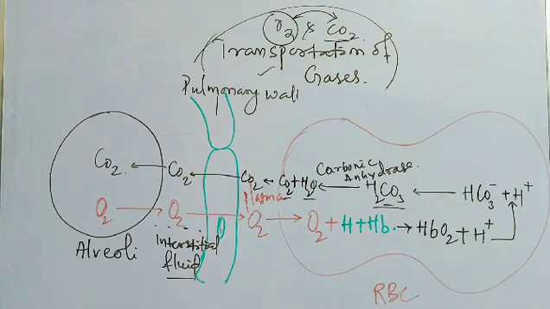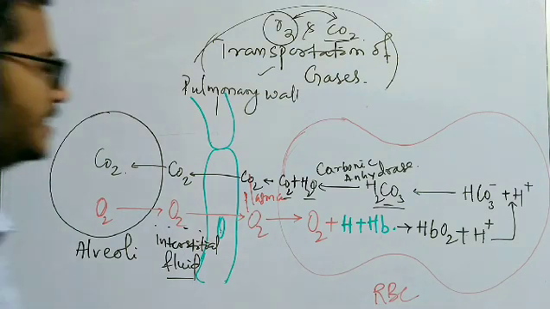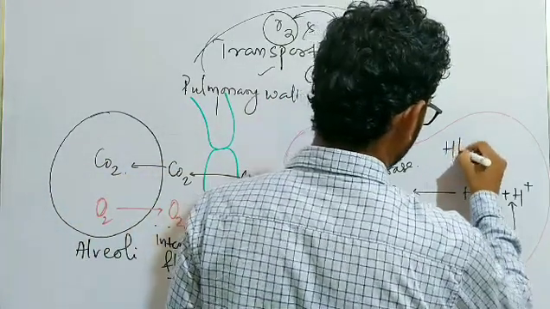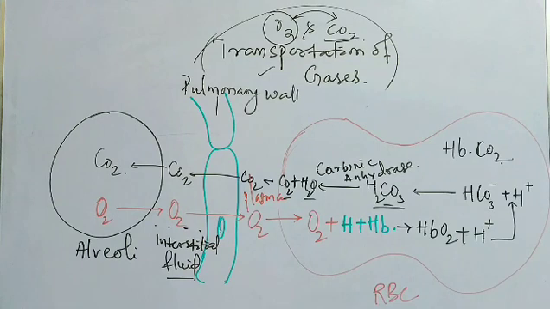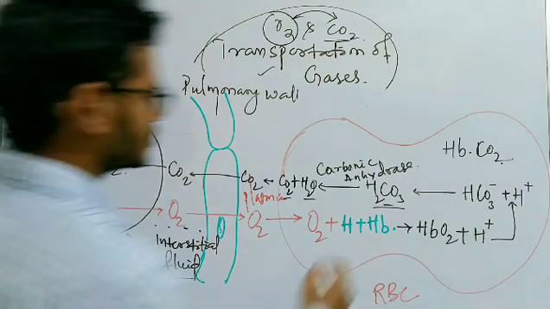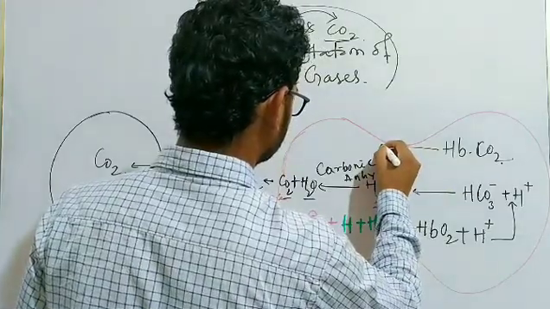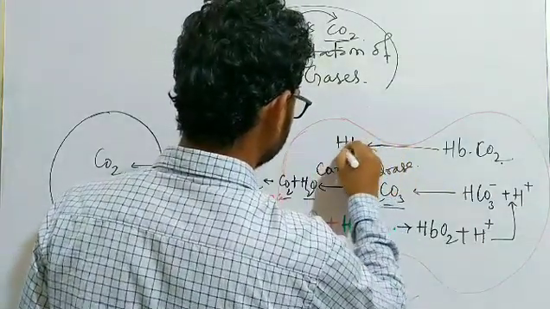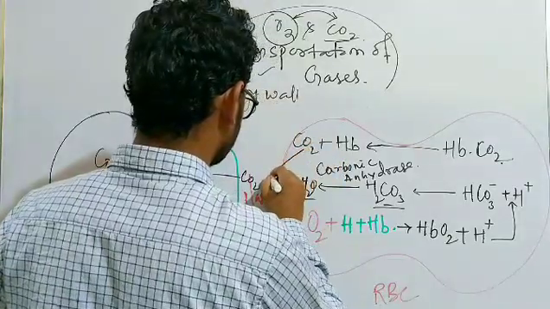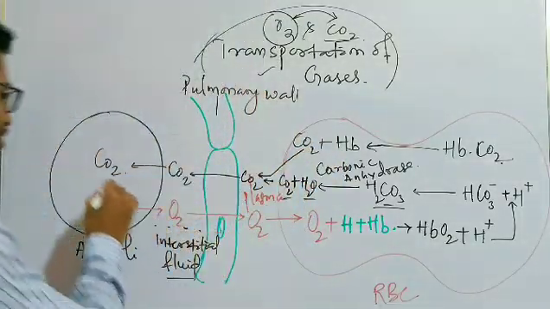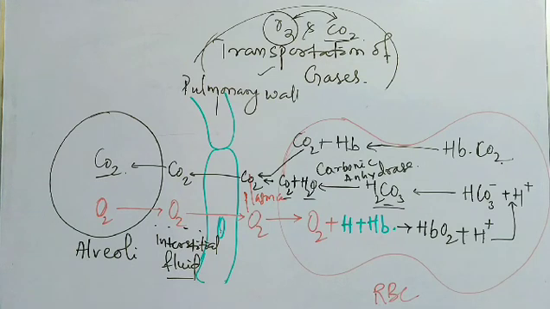Okay, so carbon dioxide is also present combining with hemoglobin in the RBC, and it dissociates from the hemoglobin as Hb plus CO2, and this CO2 also comes to the alveoli.